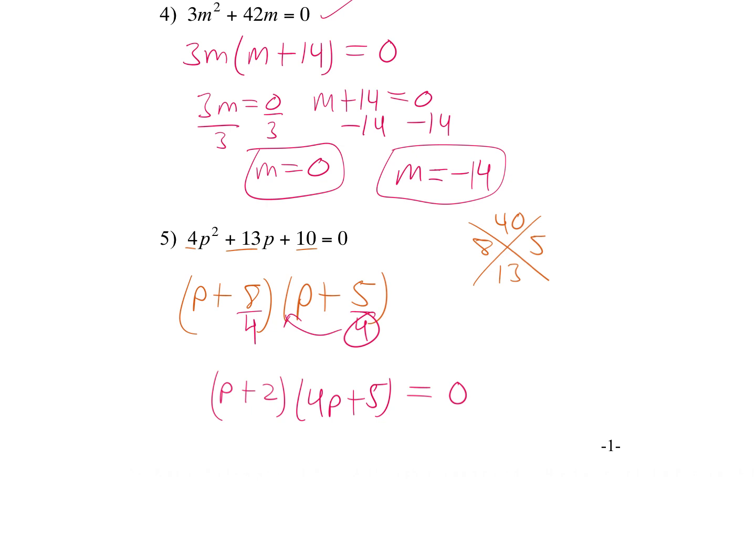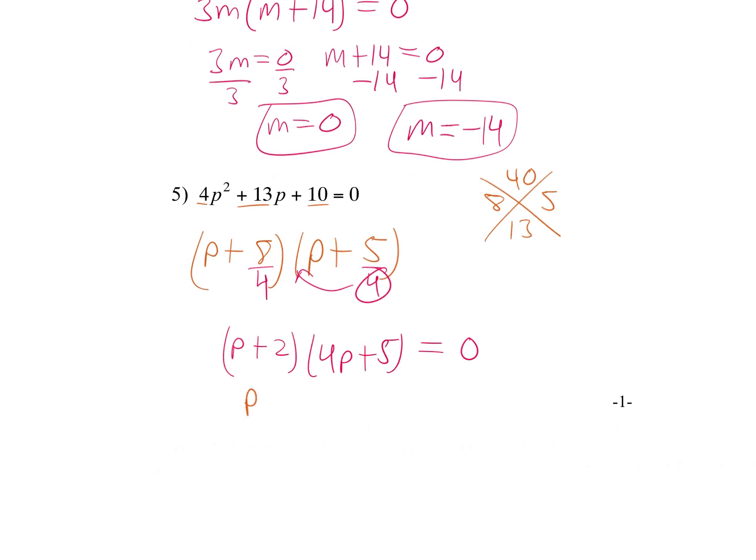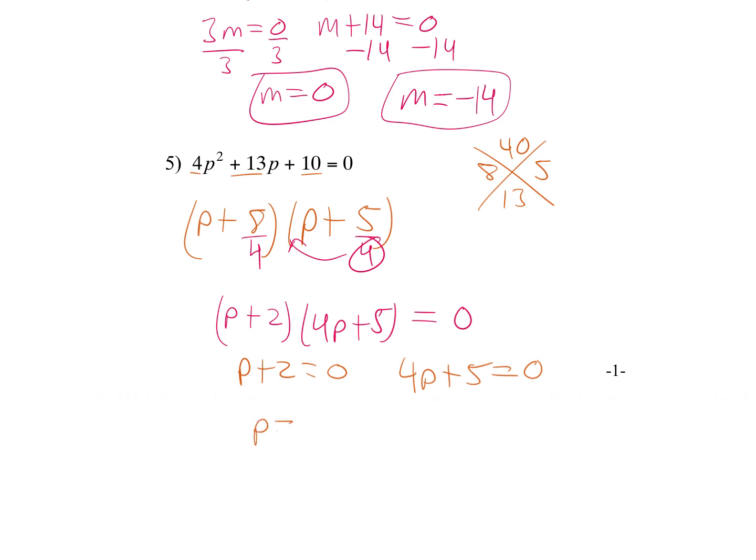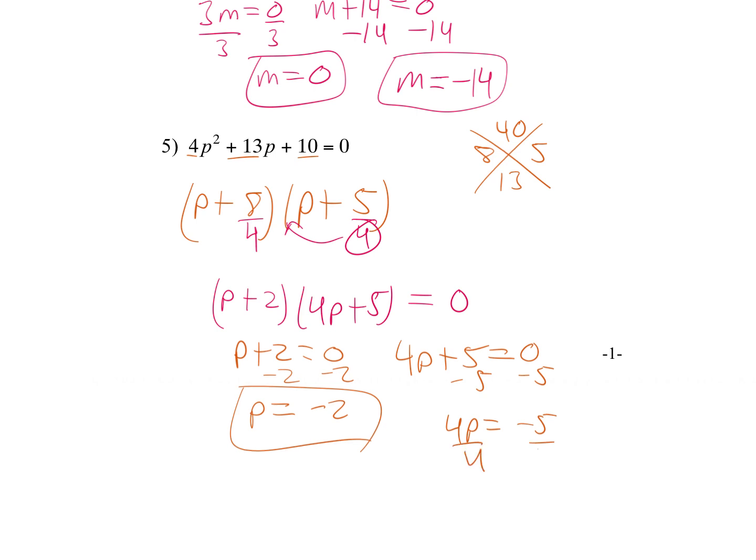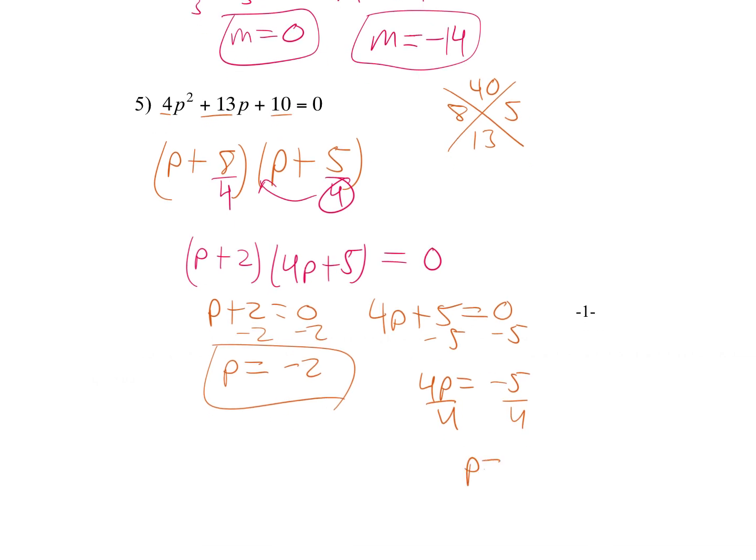Either way works. All right, and so now we want to set each factor equal to 0. So p plus 2 equals 0, and 4p plus 5 equals 0. All right, so then we get p equals negative 2. Subtract 2 on both sides. Subtract 5 on both sides. We get 4p equals negative 5. Divide both sides by 4. Then we get p equals negative 5 over 4.